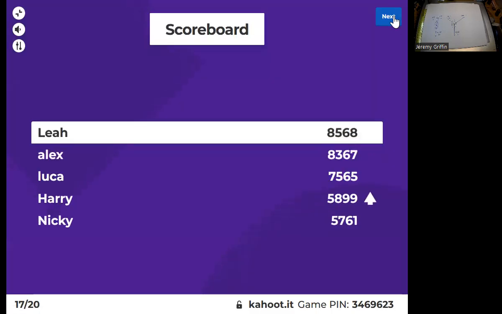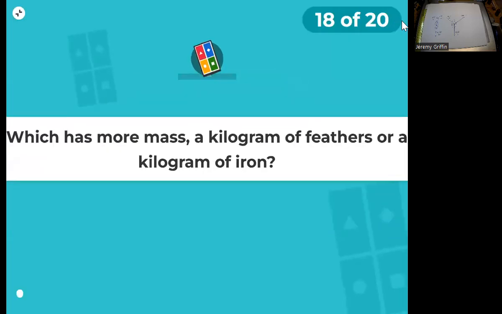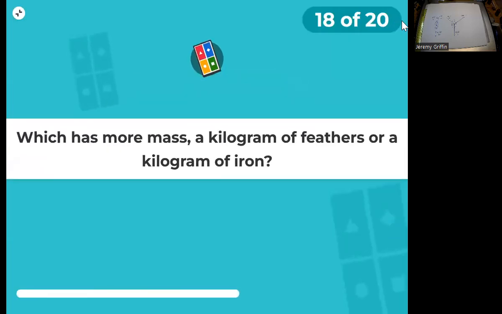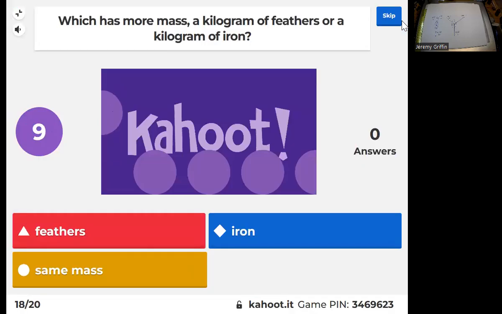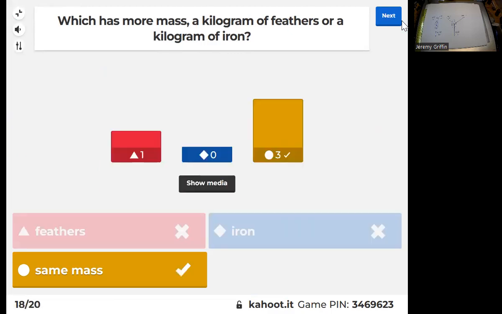All right, Leia, back to number 1. Which has more mass, a kilogram of feathers or a kilogram of iron? Yeah, same mass, same inertia. If you put the same force on them, they'll both accelerate the same. Now they have different densities and different volumes, but same mass, same inertia. There you go.